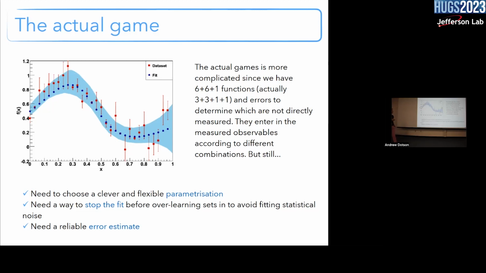So you want to choose a flexible and clever parameterization for the functions. In this case, we have to choose 7 or 8 different parameterizations, depending. You need to stop the fit before you overlearn and start fitting statistical noise, and you need a reliable error estimate. These are the 3 things that we need whenever we try to do a fit, okay? So how do we do that? Let's talk about parameterization first, okay?